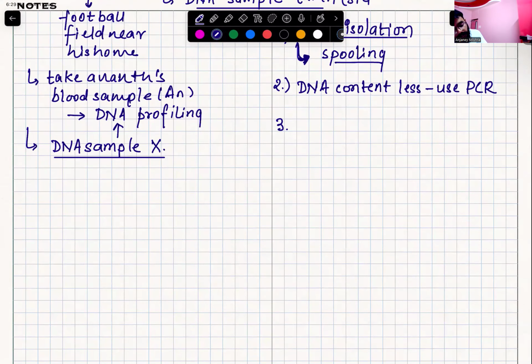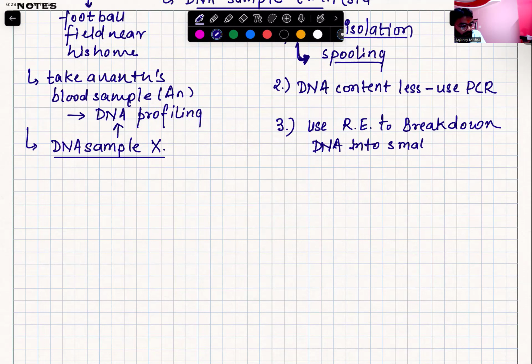Once you have got enough content, then you use any restriction enzyme to break it down. Use RE to break down DNA into small parts. Is that okay? Once you have broken it down into smaller parts, then use your gel electrophoresis. I hope everything till here is clear.